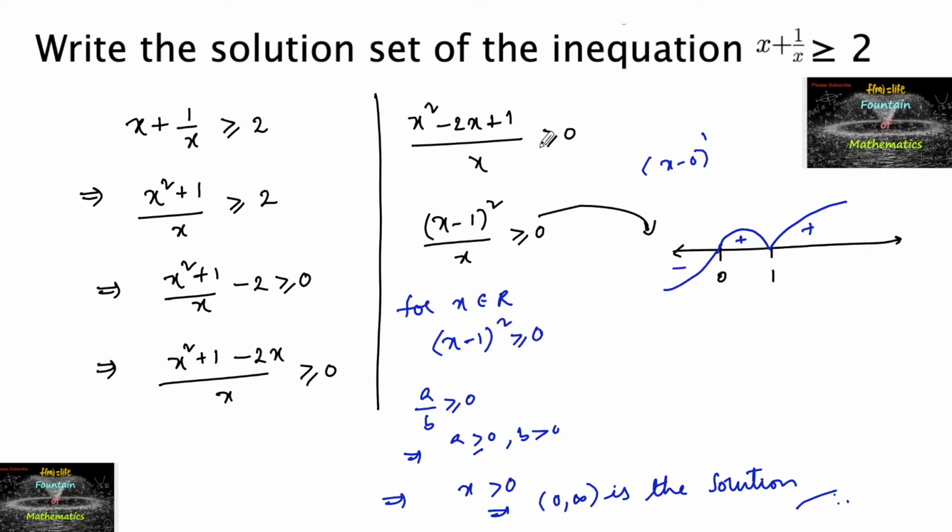And since we required only greater than or equal to 0, we can consider 0 to infinity. 0 should not be taken since x is in the denominator part. So 0 comma infinity is the solution. Okay, right. Thank you.